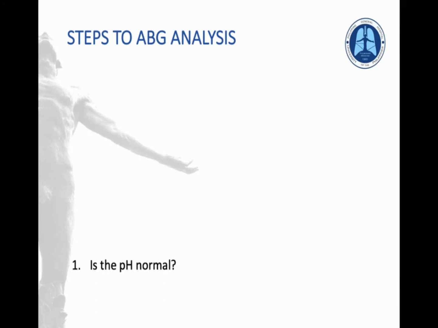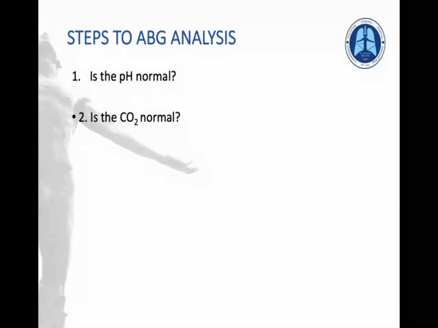So let's take a look at the first step. We ask if the pH is normal, acidotic, or alkalotic. Step number 2, we ask if the CO2 is normal, acidotic, or alkalotic. And step number 3, we're going to ask if the bicarbonate is normal, acidotic, or alkalotic.